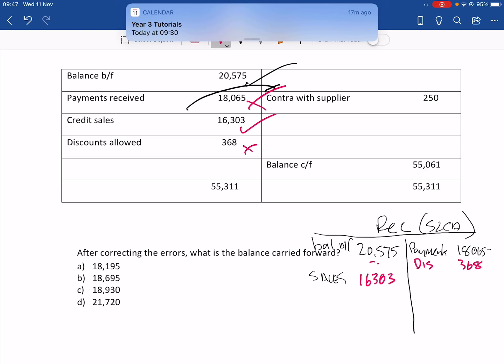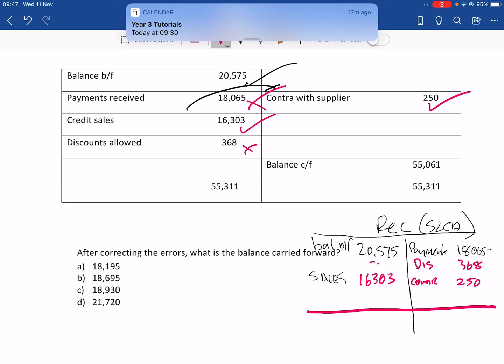And the contra, that's right, because that's basically where we've sold goods to our supplier and our supplier owes us. So we're just taking that off. So that one's on the correct side. So the contra's fine, 250. So we just need to work out now, what is the balance carried forward?